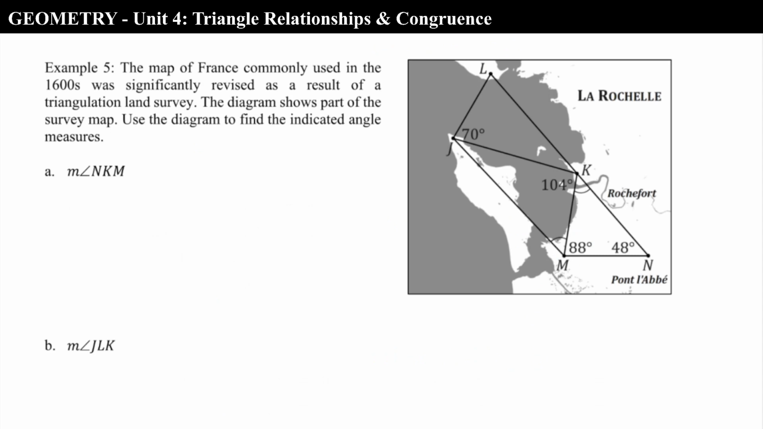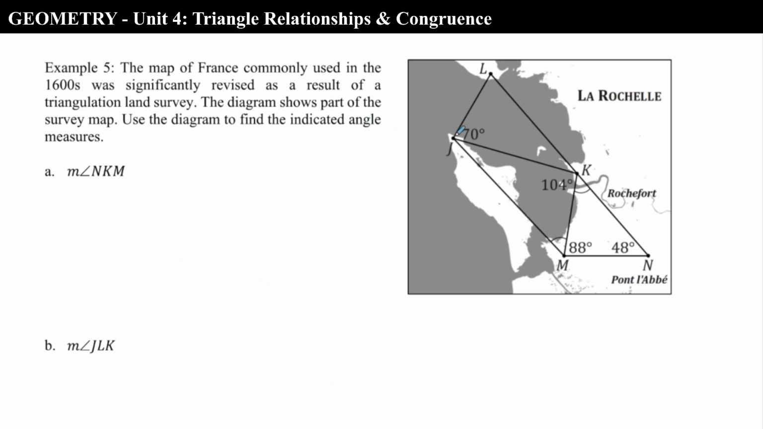Now let's do a little application. So for example 5, we're given a map of France that is commonly used in the 1600s that was significantly revised as a result of a triangulation land survey. The diagram shows part of the survey map. Use the diagram to find the indicated angle measures.